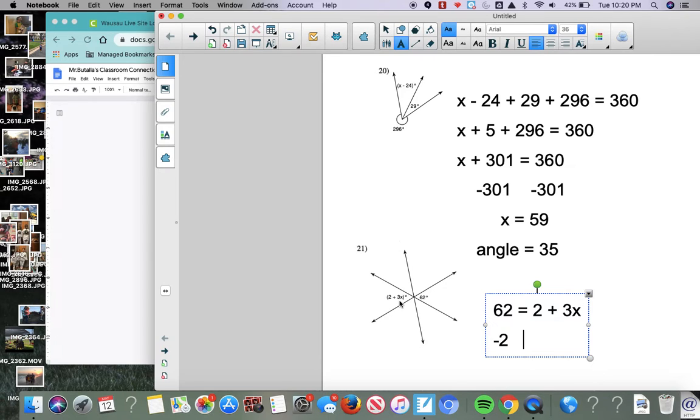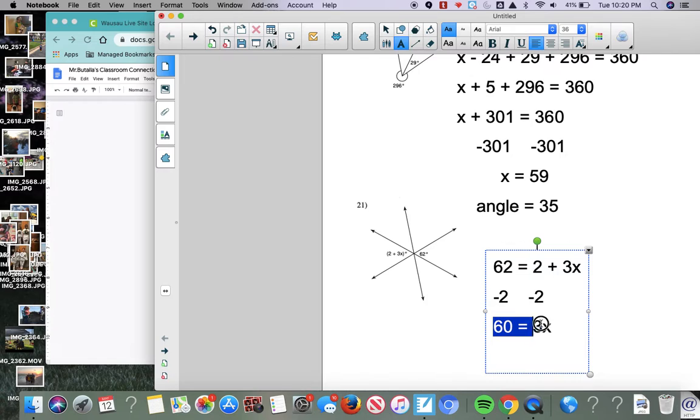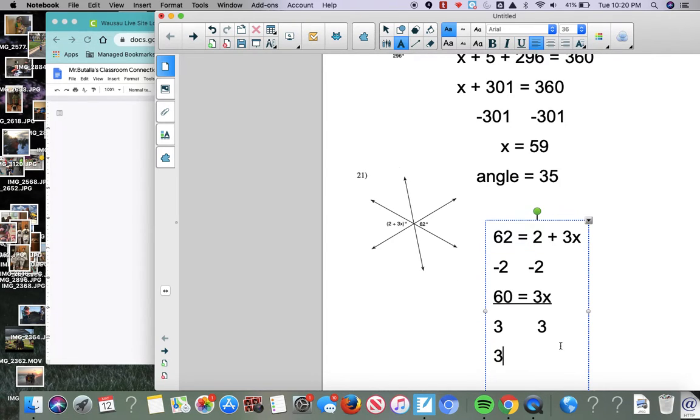So I'm going to first of all subtract 2 from both sides, and that's going to get me 60 equals 3x. And my next step, I'm going to divide. So I'm going to put a line underneath there. Divide both sides by 3. Let's get rid of that so we're not confused. And x is going to equal 20.